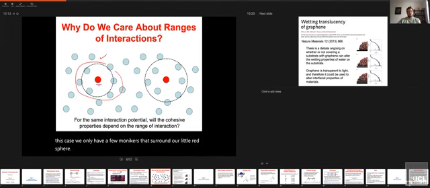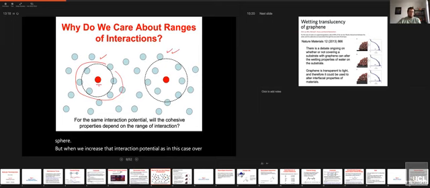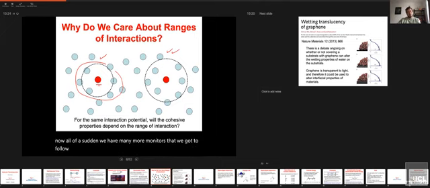But when we increase that interaction potential, as in this case over here, you notice that for the same system, it's just copy-pasted, but now all of a sudden we have many more molecules that we got to follow. So the overall interactions, the overall force that is acting on that red sphere is going to be the result of interactions that are due to all of these molecules over here, whereas here it was only due to this couple. So the range of interaction is important for computational purposes.